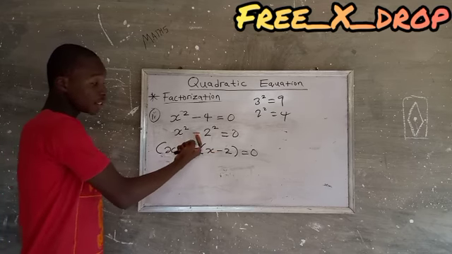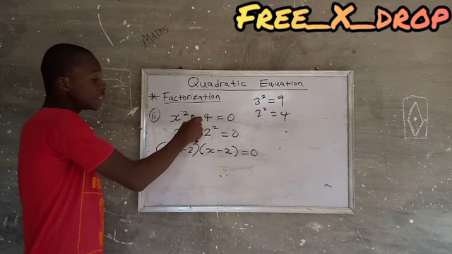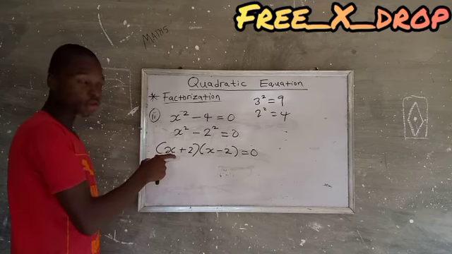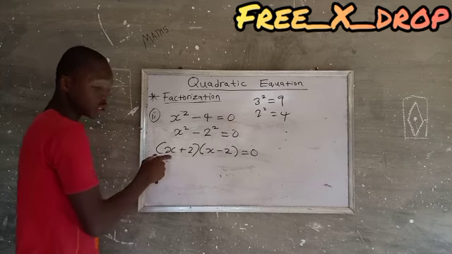Difference of two squares means the equation must have a minus in between. When it is positive, you can't use this formula to solve. But when it is negative, that's why it is a difference, then you use this format.